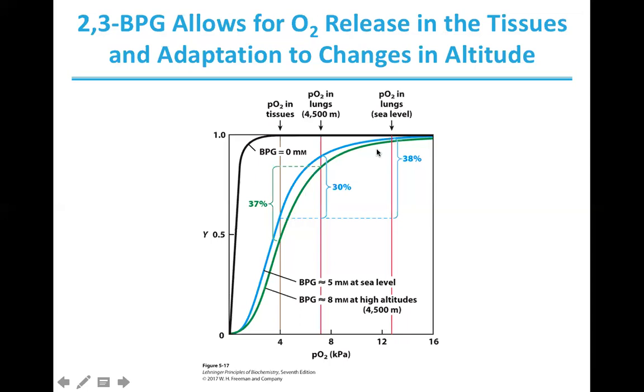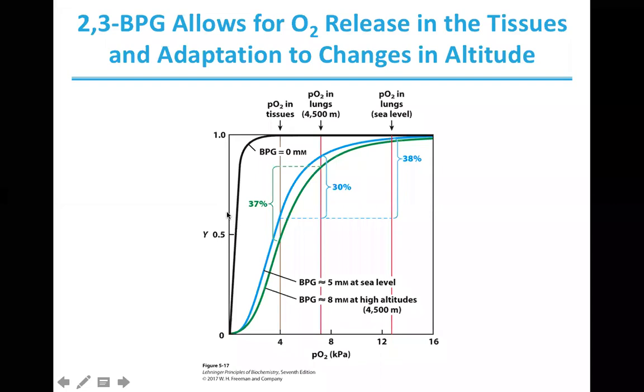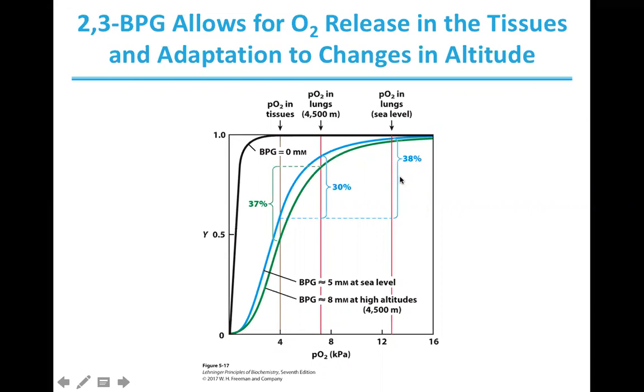Now, for a person who lives at sea level, this person's BPG is about 5 millimolar in erythrocytes, okay? And that's the blue curve. The partial pressure in the lungs at sea level is about 13, right? And the partial pressure in the tissue is about 4. If you subtract, let's say, 0.6 from 1.0, you get about 38% oxygen release between the lungs and the tissue. So 38% of your oxygen will be released, which is a great accomplishment, right?